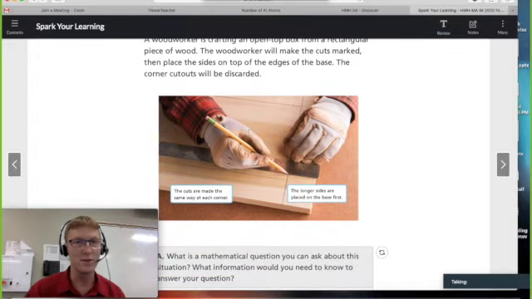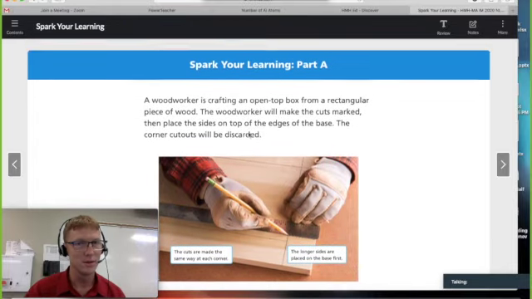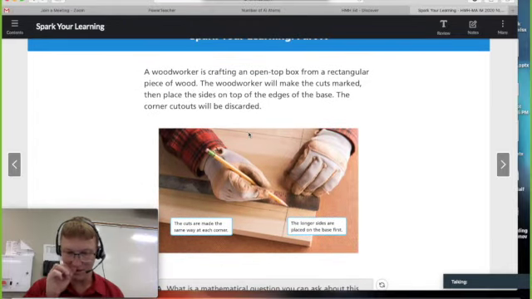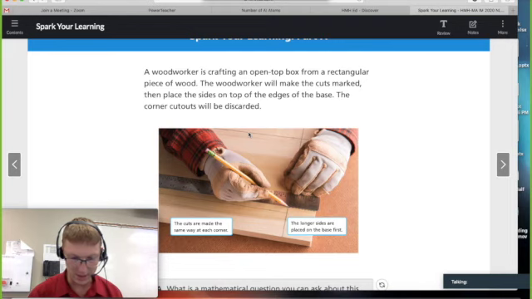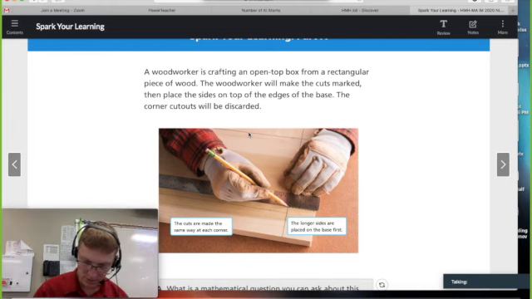As always, to spark your learning, think about a woodcrafter crafting an open top box from a rectangular piece of wood. The woodmaker will make the cuts marked, then place the sides on the edges of the base. The corner cutouts will be discarded. If you can kind of imagine, this part right here of the wood would be the side, and they would just fold up.